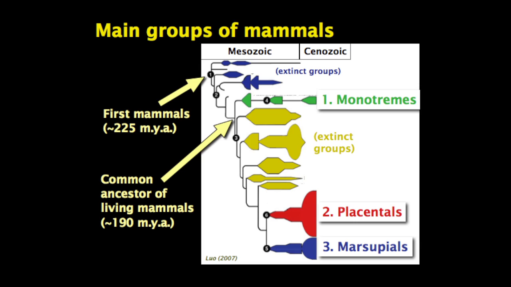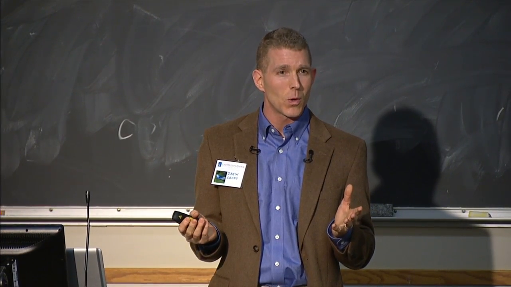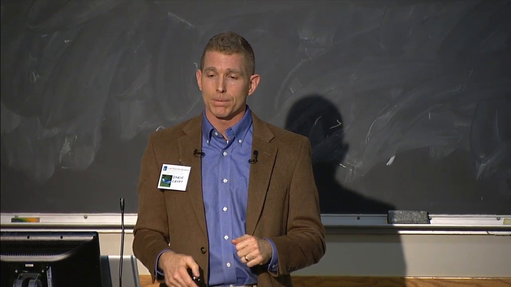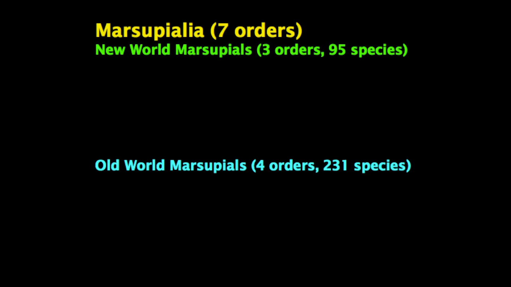The marsupials include 7 main types, 7 orders, and these are distributed almost evenly between the New World and the Old World. There are 3 types of New World marsupials and include 95 species. And this really surprises people because there are only about 320 species total. There are a lot of marsupials on this side of the Atlantic Ocean. The Old World marsupials, which are primarily in Australia, include 4 orders and 231 species.